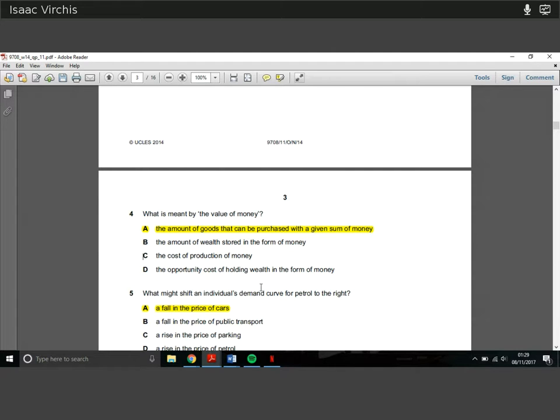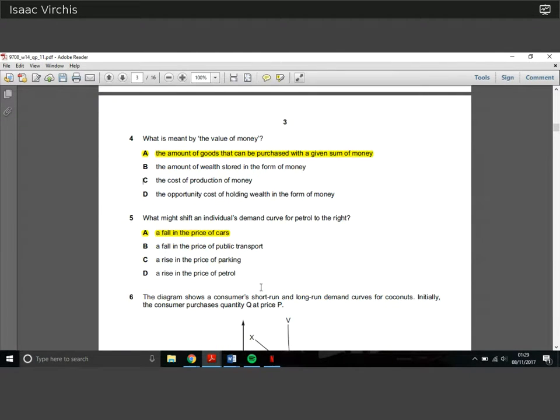Question five is, what might shift an individual's demand curve for petrol to the right? So we know that demand for petrol is increasing. And in fact, people tend to demand petrol not for petrol consumption itself, but for its use in cars or machines, etc. So what can drive demand for petrol is an increase in demand for petrol itself, or an increase in demand for a good that uses petrol, which then drives an increase in demand for petrol.